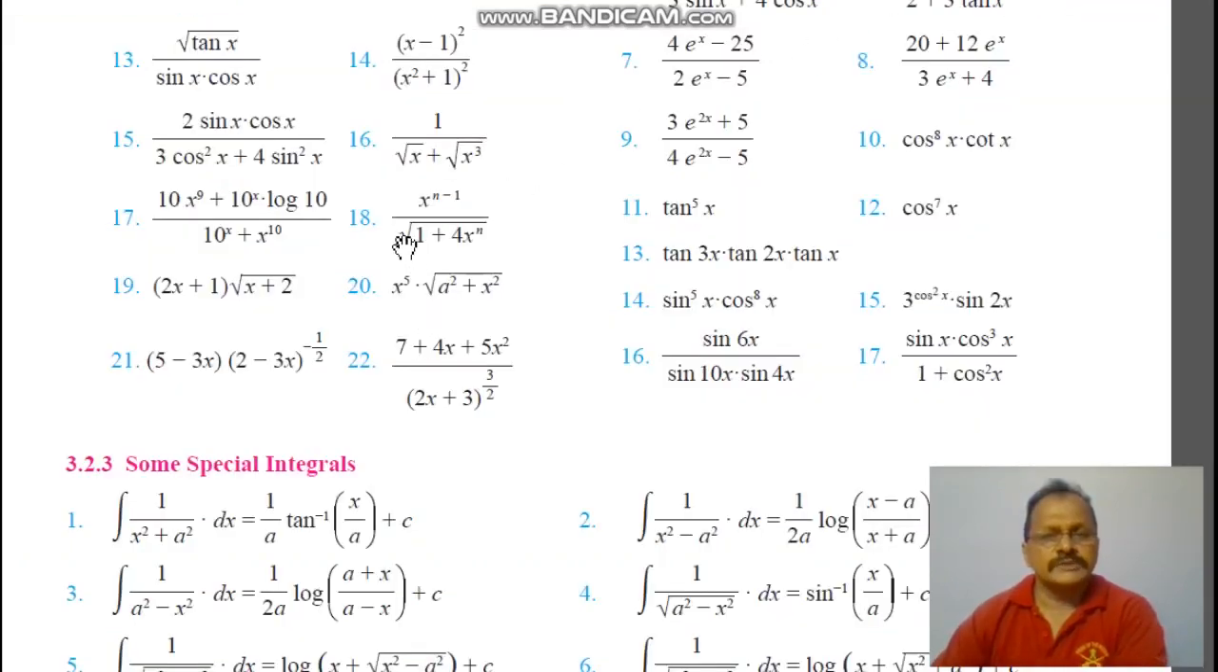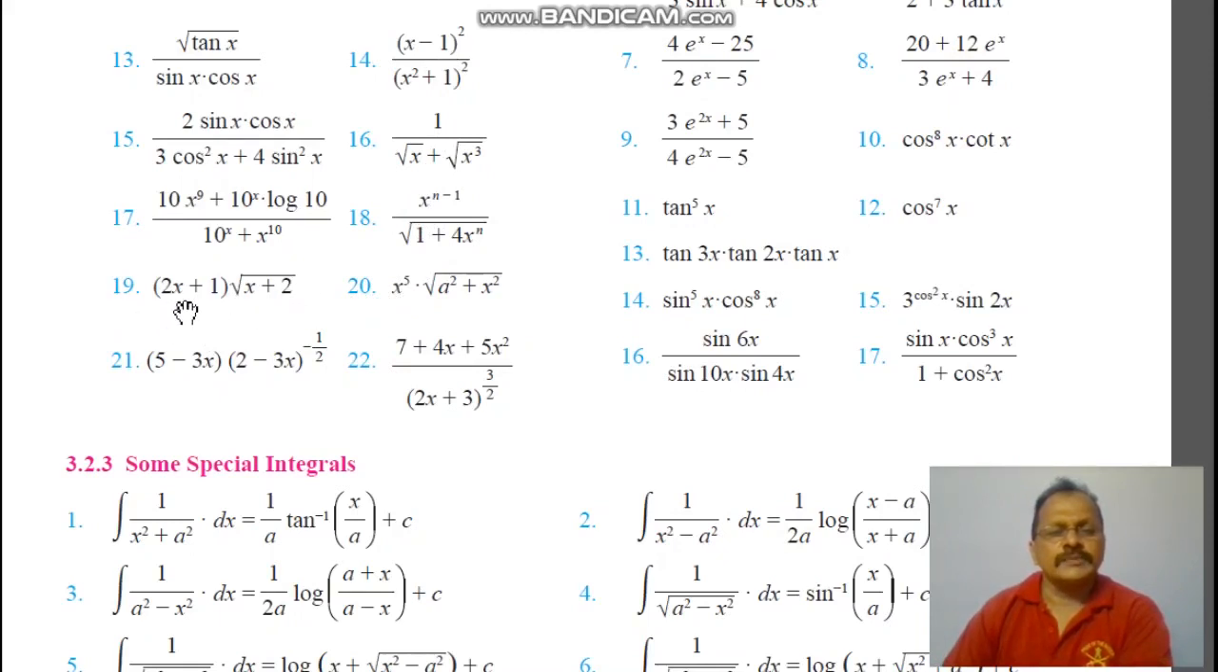Few problems you will try yourself. This 14, 15, 16, 17, 18. These need derivative adjustment. If you cannot solve these problems, then message me. I will help you in solving these problems. 19th and 20th are almost the same.